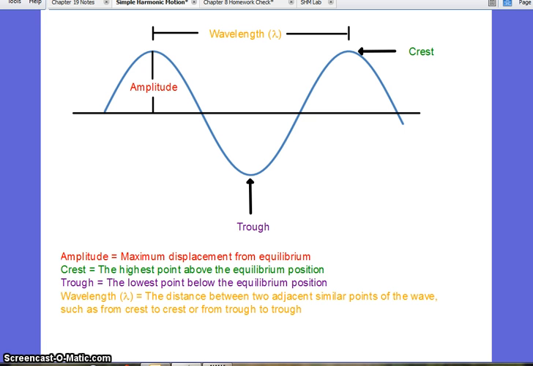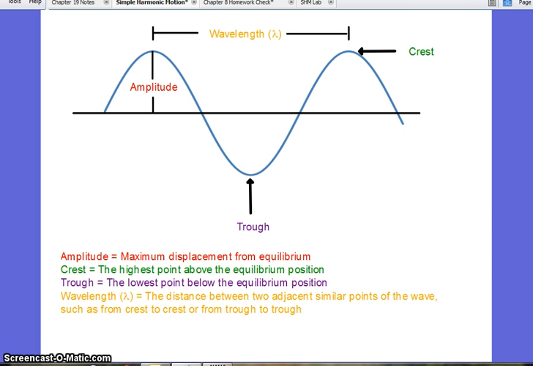The next feature that we can talk about is the crest. Sometimes we'll refer to this as the peak as well. The crest is the highest point above the equilibrium position. So the highest point, we refer to as the crest, like the crest of a wave. The lowest point from the equilibrium position we refer to as the trough. So we can talk about the highest point, crest, and the lowest point, the trough.